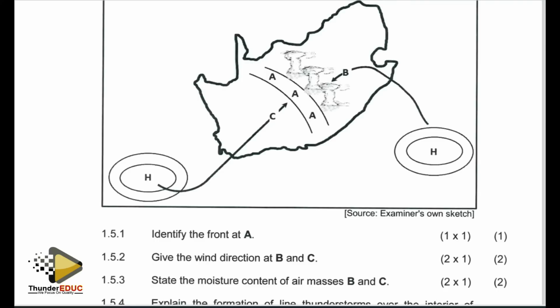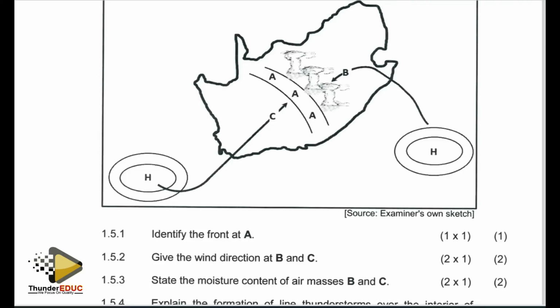Because of its anticyclonic circulation, it feeds in cold and dry air. From the South Indian, it feeds warm and moist air. And the existence of a low pressure cell over the interior attracts these two air masses because of the pressure gradient, and they meet along the moisture front.